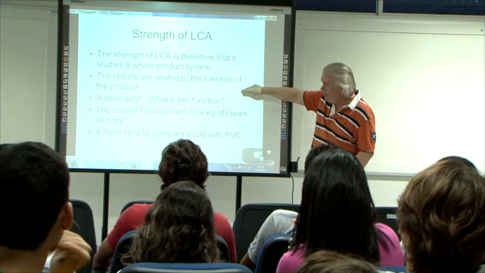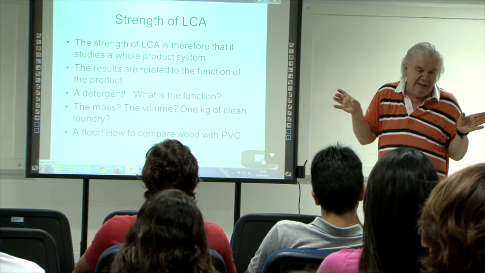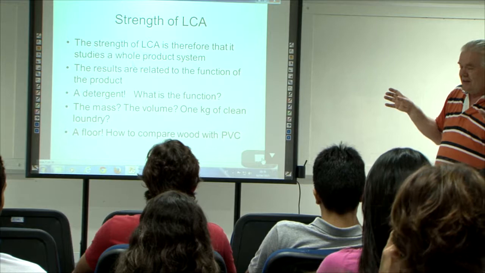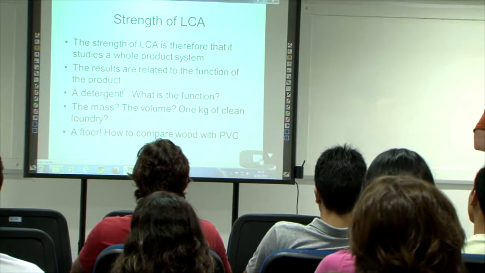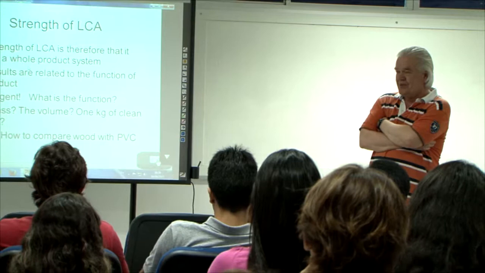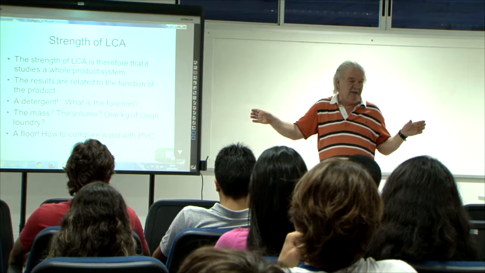If we shall compare different detergents, I have two detergents, A and B. Which shall I choose if I shall make the most environmental choice? What do we say? What is the function of a detergent? To clean. Clean clothes, for example. Can I choose 1 kilogram of that one and 1 kilogram of that one and compare it? If I have two detergents, A and B.